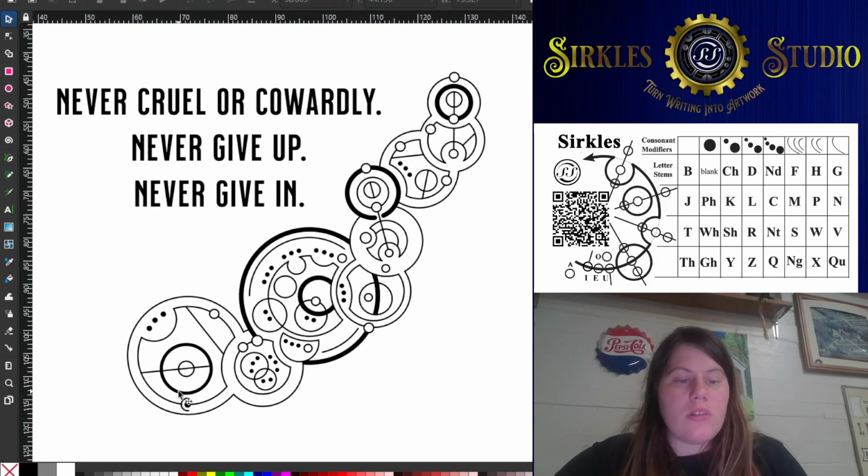And then these circles inside are the letters in the words, and we have a word here, word, word, and so on. So: never cruel or cowardly, never give up, never give in.